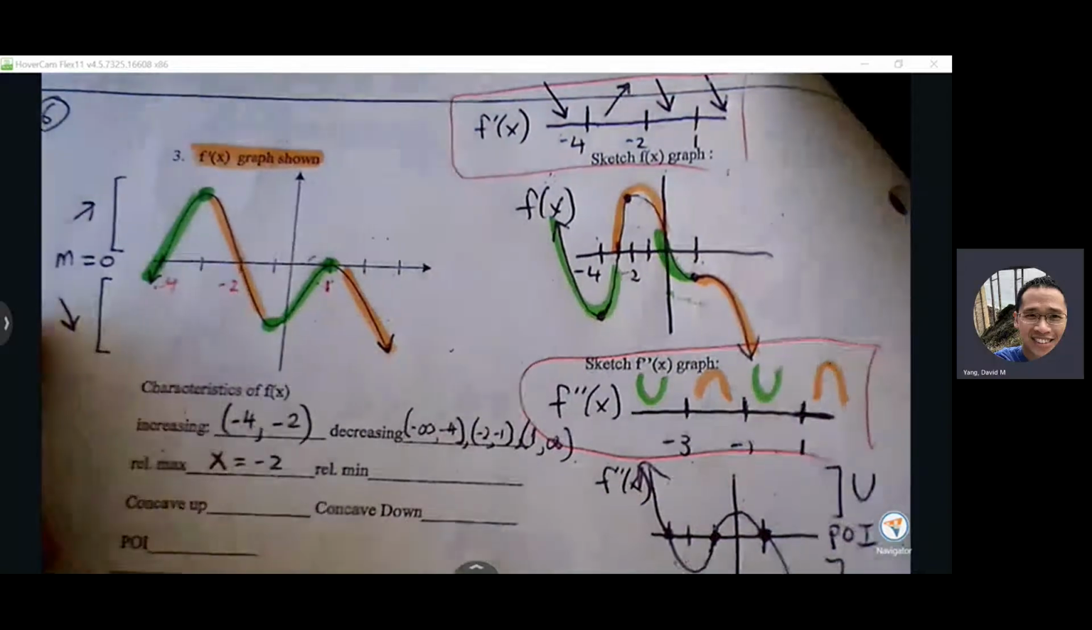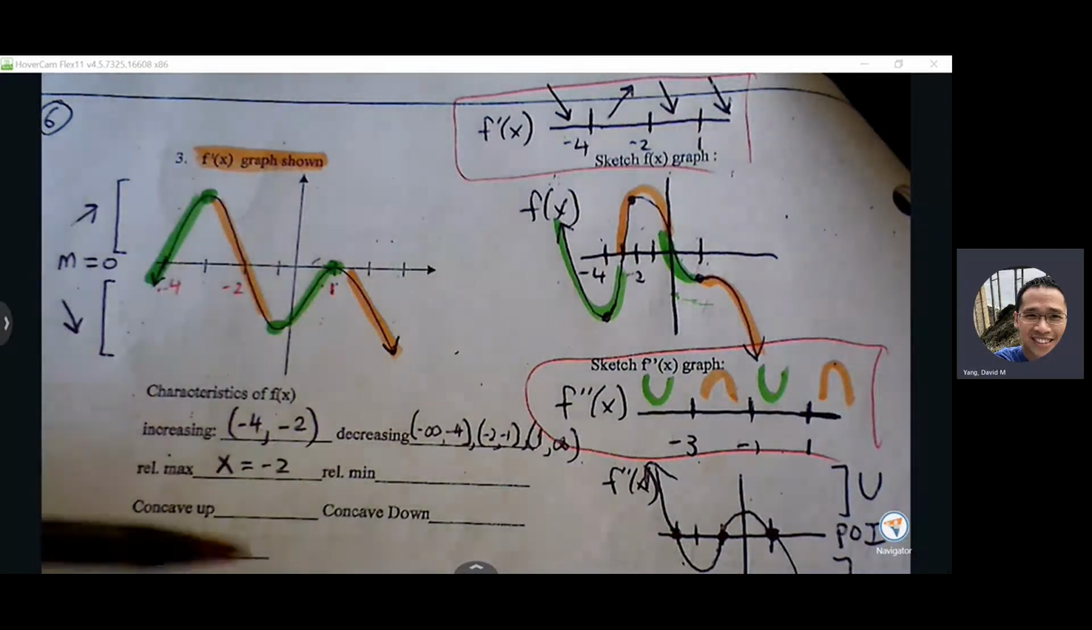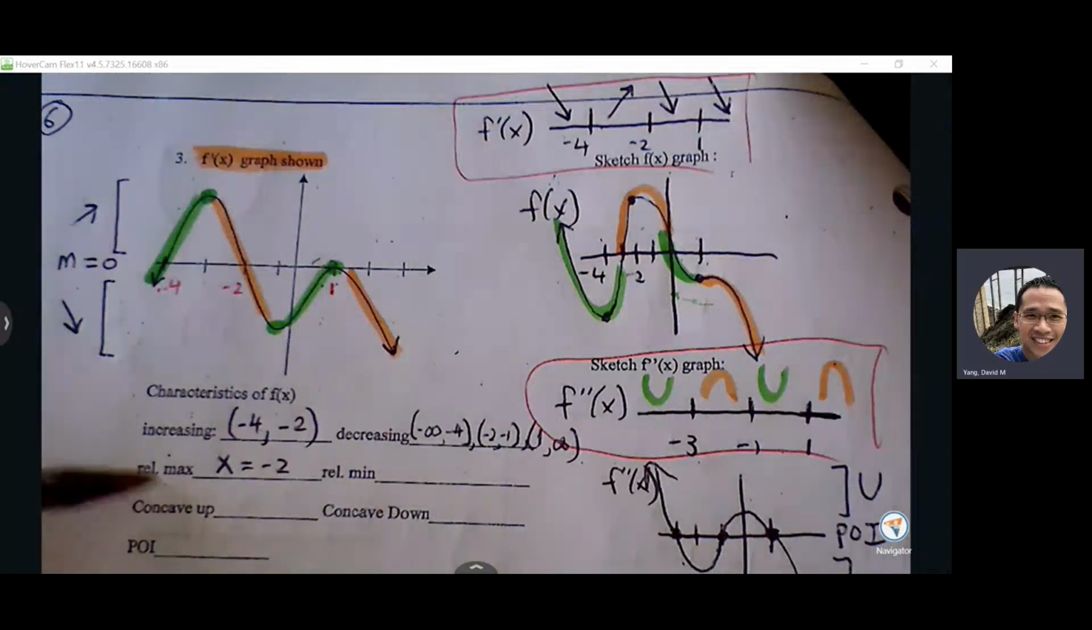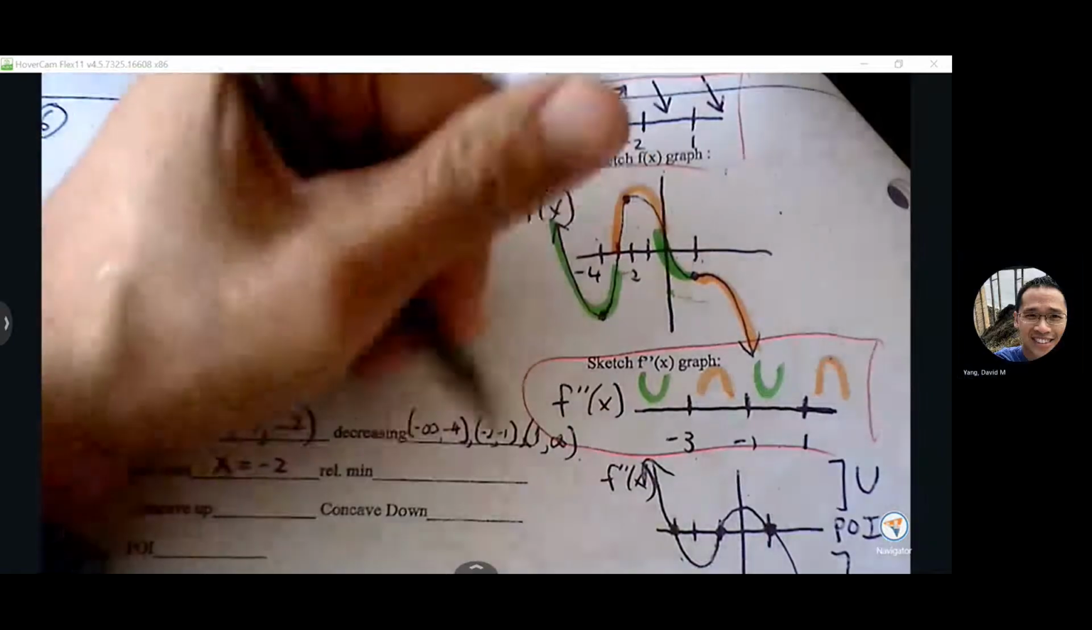Okay, we're not going to know how to find the y value of the relative max if I just give you the f prime graph until the second semester. So right now, if I only give you the derivative graph, the only thing you can tell me is the x value. We're not going to know the y value yet.